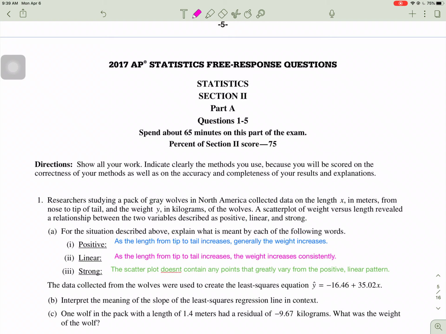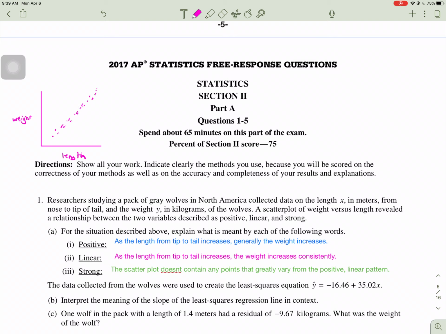So you can kind of imagine what this looks like. I don't know exactly what it looks like, but it's going to be something where as the length from the tip of their nose to their tail increases, the weight increases. So basically, if they're bigger, they weigh more. That kind of makes sense. And strong positive, something like this, right?